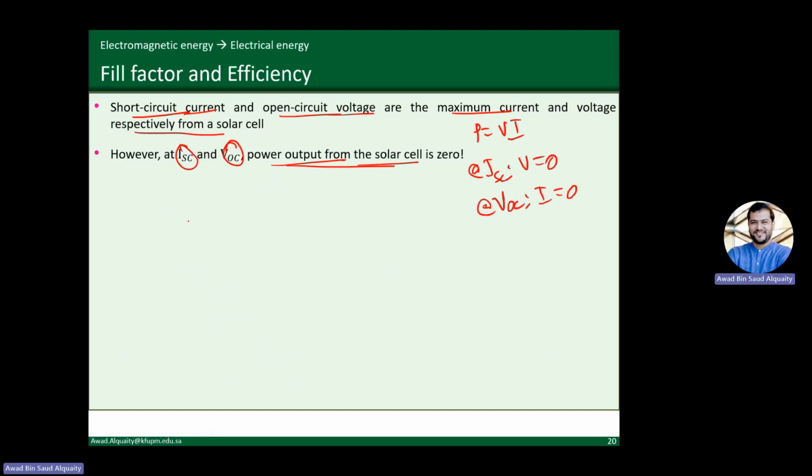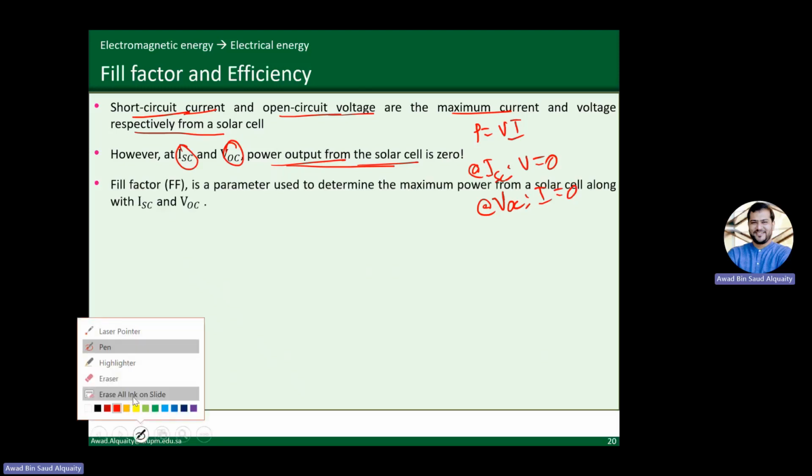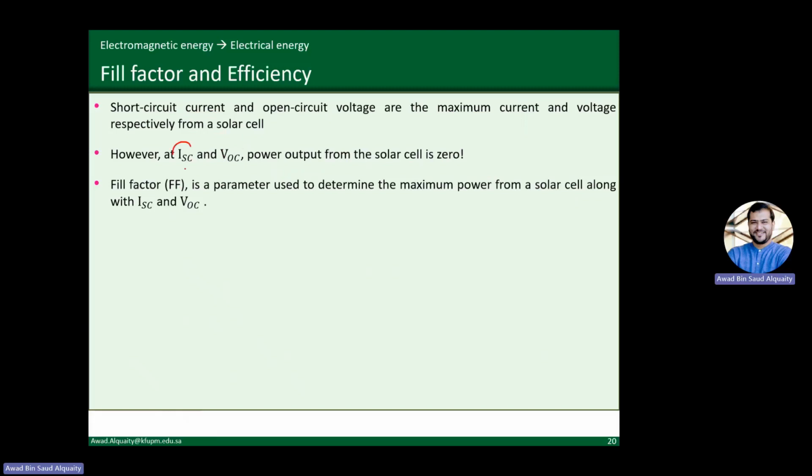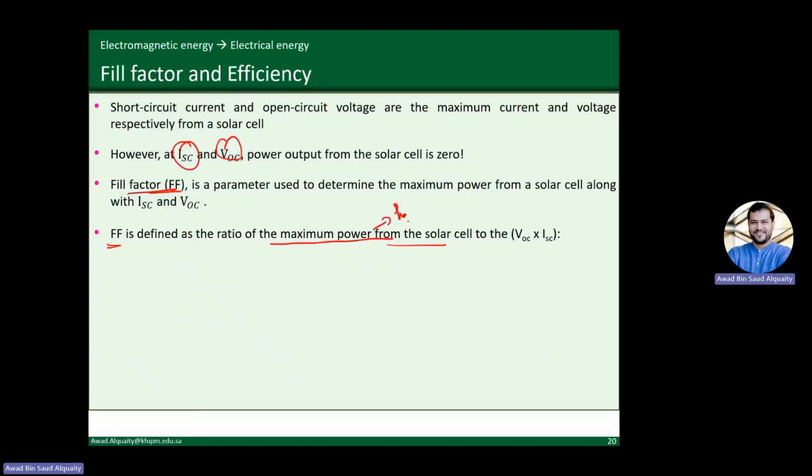We cannot extract any power at these points, but these points are the maximum current or the voltage we can get within the circuit. So what we want to do is to essentially define a parameter that relates the product of ISC and VOC to the actual maximum power that we can get from a solar cell. And we do that with the help of this fill factor. Now, fill factor, FF for short, is simply defined as the ratio of maximum power from the solar cell, PMP, to the product of VOC times ISC, all right?